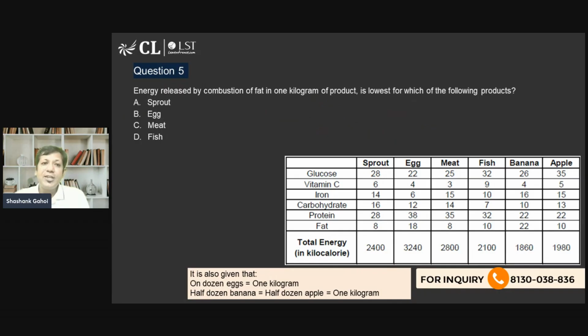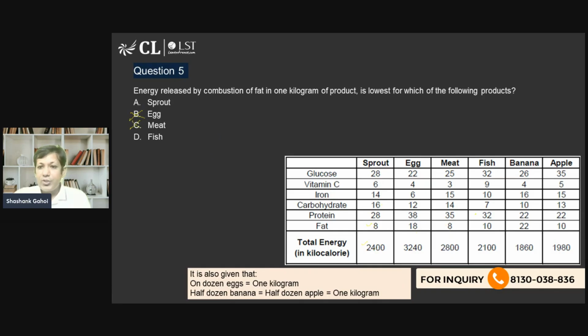It says that the energy released by combustion of fat in 1 kg of product is lowest for which of the following products. Okay, so I am talking about fat. That is for 1 kg, 8% of 2400. Sprout can be lowest. 18% of 3240, definitely it can't be lowest, so egg cannot be the answer. Now meat is 8% of 2800, and 8% of 2400 is the other. Definitely meat can't be the lowest one.